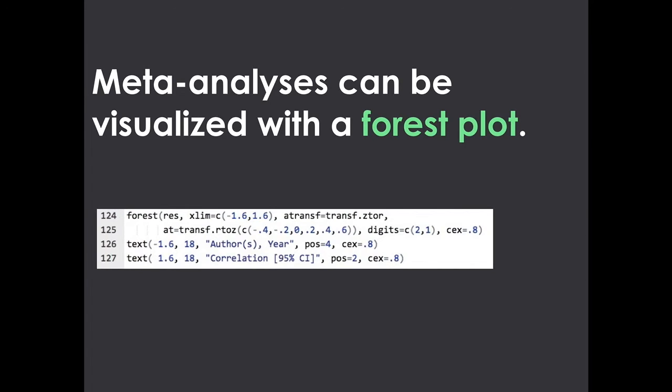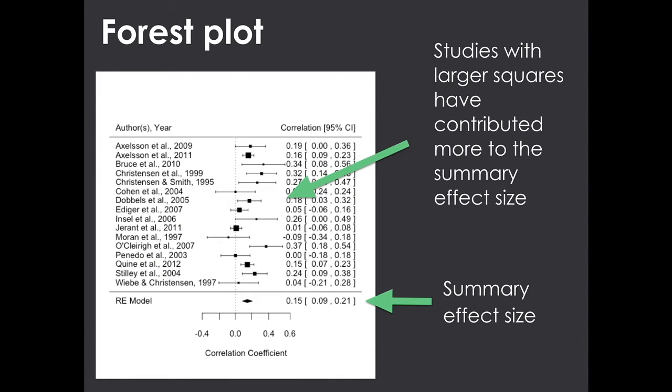A handy way of visualizing meta-analysis is by using a forest plot, using these commands here. Within this forest plot, studies with larger squares have contributed more to the summary effect size. And the summary effect size you can see down here with the black diamond. There's a dotted line to represent the correlation coefficient of 0, and because the diamond doesn't cross 0, we can see that there is a significant relationship.